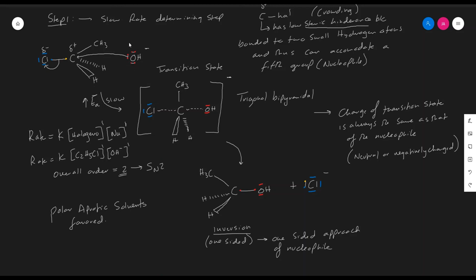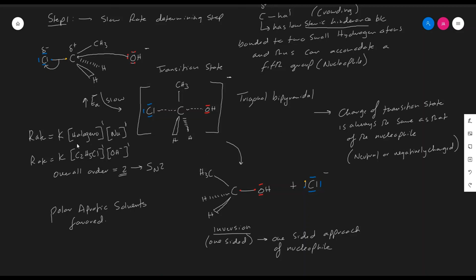If this were a neutral nucleophile, say ammonia, the charge of the transition state would be neutral. But in this case, this is a negatively charged nucleophile or ion. Thus, the transition state would have a negative charge, which I've also noted on this side. The charge of the transition state is always the same as that of the nucleophile, because you will be asked in exams what the charge of the transition state may be.